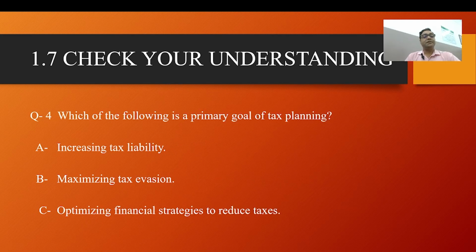And the last question, number 4: which of the following is the primary goal of tax planning? Why are we doing tax planning? I have already discussed in 4 to 5 points the objective of tax planning, but what is the main objective? A, increasing tax liabilities. B, maximizing tax evasion. And C, optimizing financial strategies to reduce taxes. The right answer is C, optimizing financial strategy.